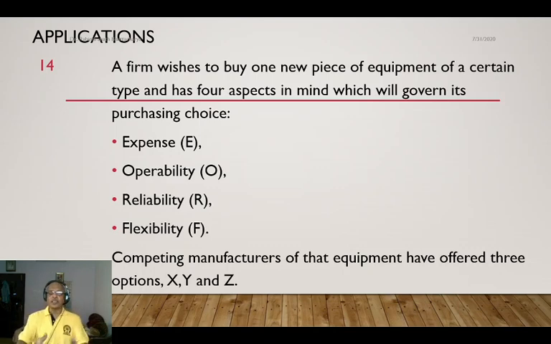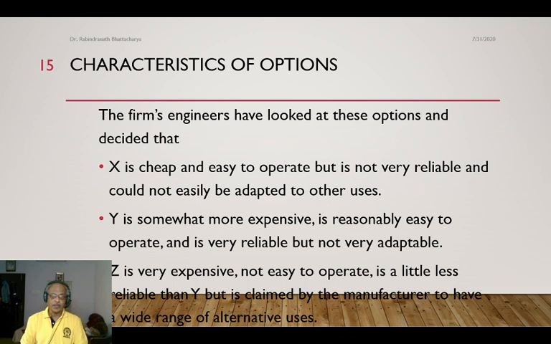Now, competitive manufacturers of that equipment have offered three options: X, Y, and Z. Now, the engineers have looked at these options and decided that X is cheap and easy to operate, but is not very reliable. Y is somewhat more expensive, but is reasonably easy to operate. Similarly, Z is very expensive, not easy to operate, but is a little bit more reliable than Y. But it's claimed by the manufacturers to have a wide range of alternative uses.